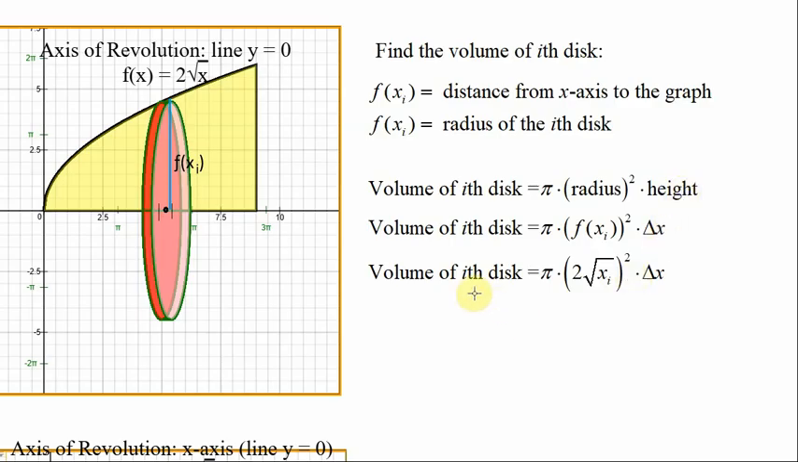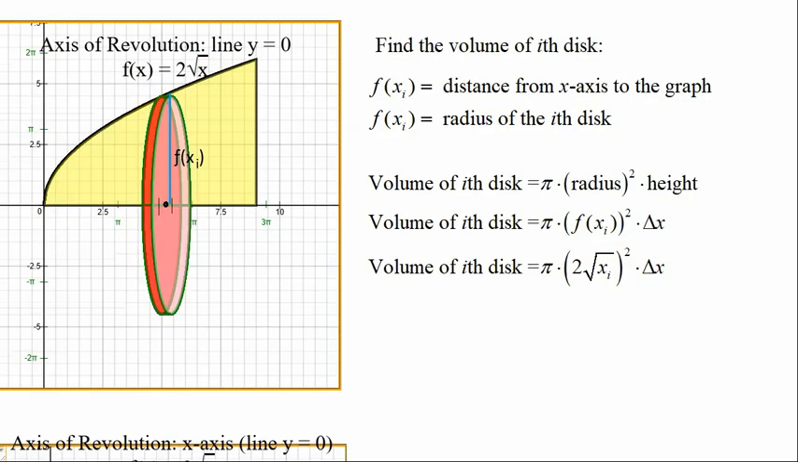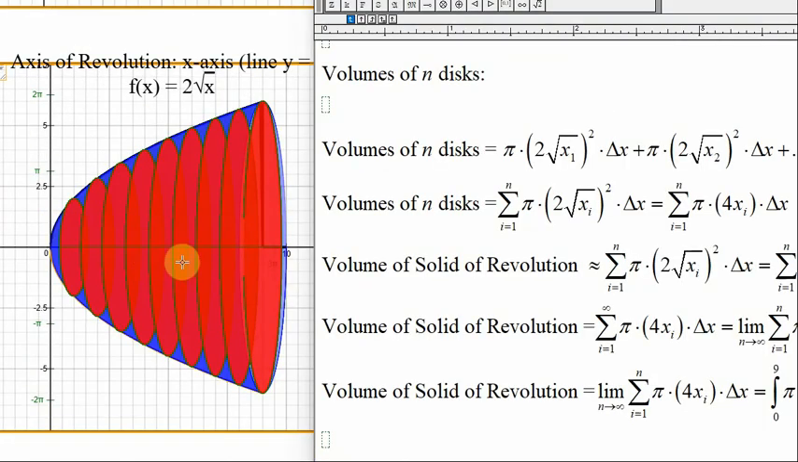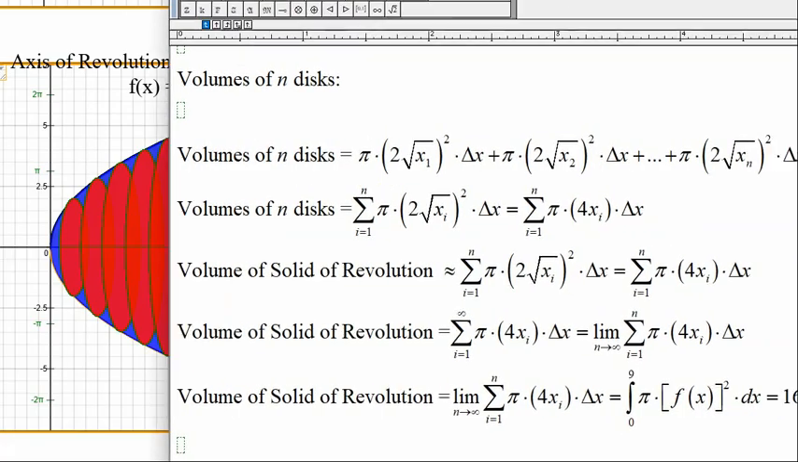And so the volume of this ith disk would be pi times 2 times the square root of x sub i, squared, times delta x, since f of x is 2 times the square root of x. And so this is the volume of the ith disk. If we have n number of disks or n slices, then the volumes of n slices would look like this.